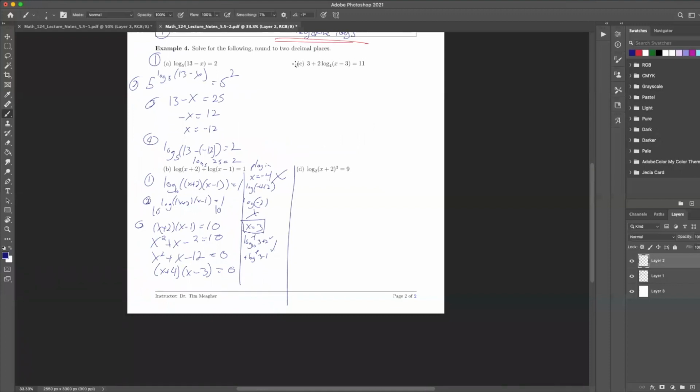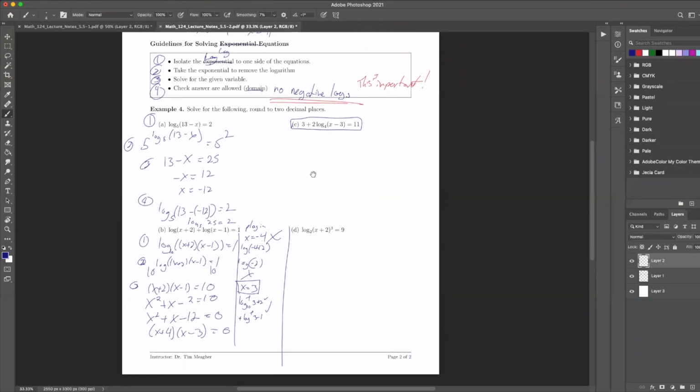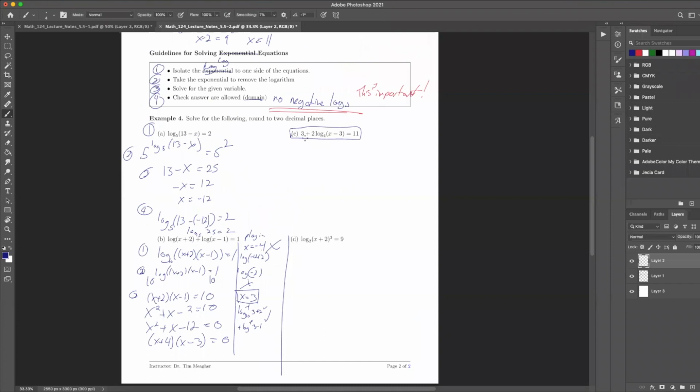All right, so I'm going to zoom out just a teeny bit. All right, so go ahead and try C. Go ahead and give C a try on your own and see where you get. And then I will do D with you. Okay, so try C. Let me move this up just a little bit. So remember, first, isolate the logarithm. There's a lot of things you can do right here to get the log by itself, so do that.